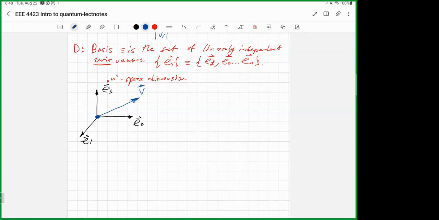Is the set of linearly independent unit vectors picked arbitrarily, and you have to invoke the axiom of choice to choose the set, or is the set given and you have to make sure they're linearly independent, and then it forms a basis? Yeah, so this is a very good point.